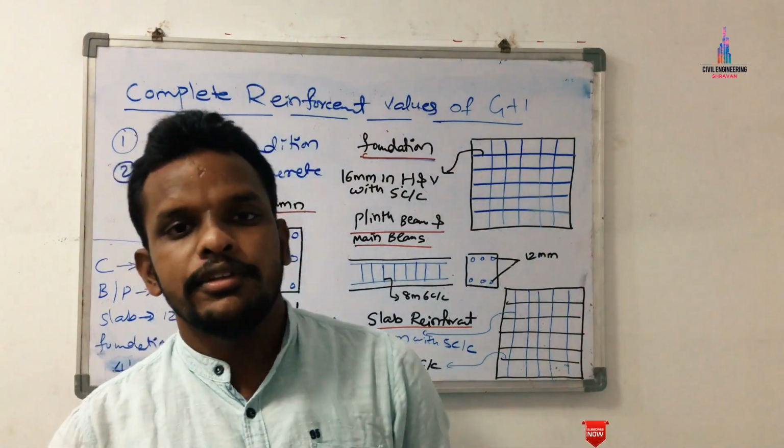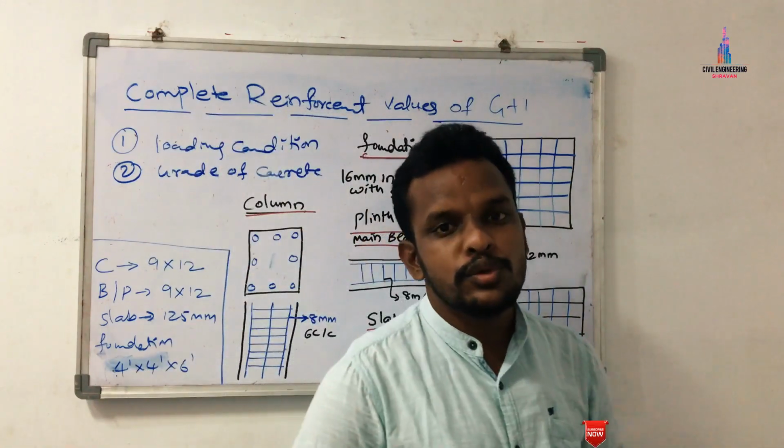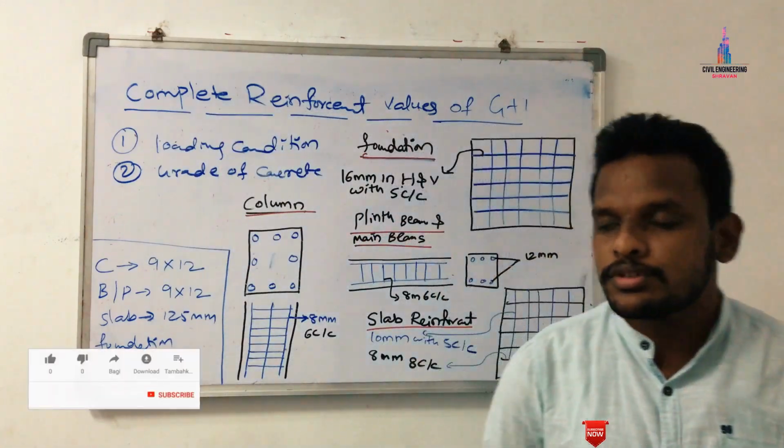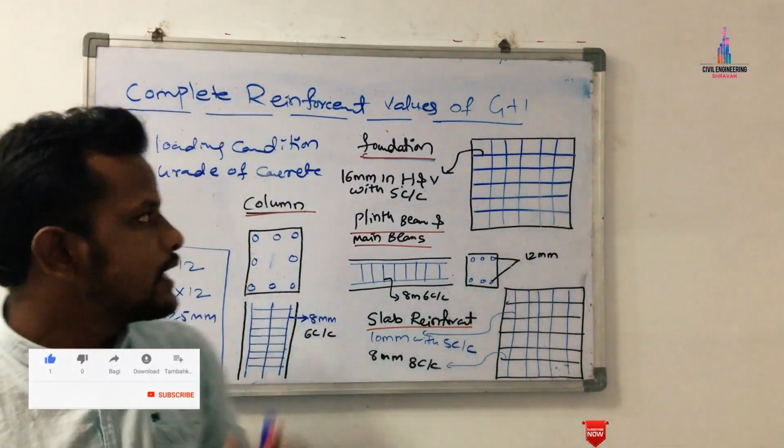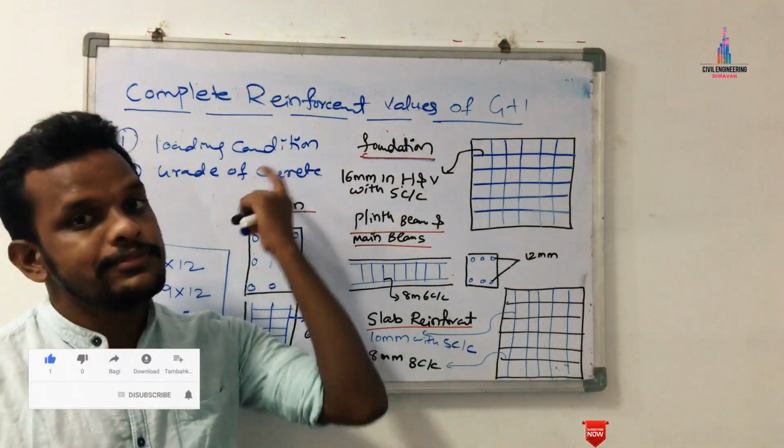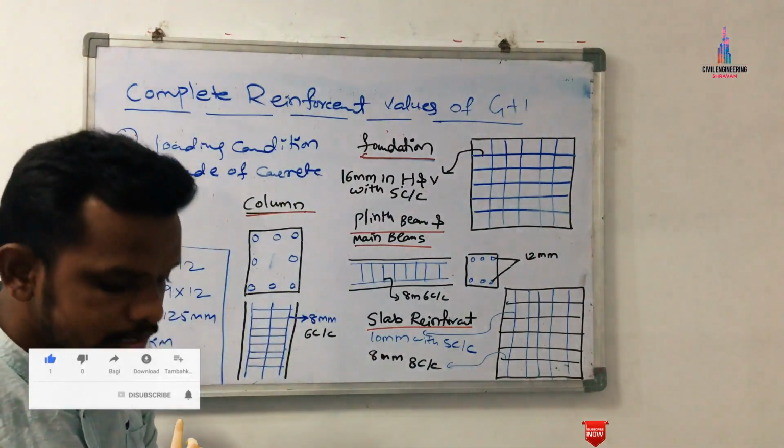Okay, so basically we will consider the reinforcement details based on two types of factors. The first one is loading condition and the second one is grade of the concrete. These are the main factors which affect your reinforcement values. So the first one is loading condition.